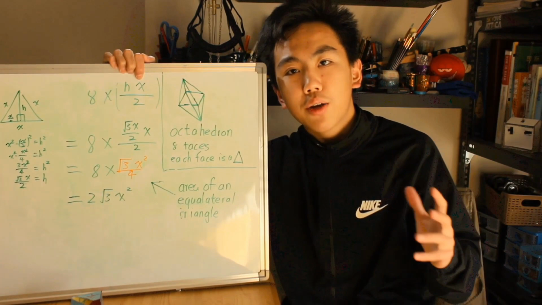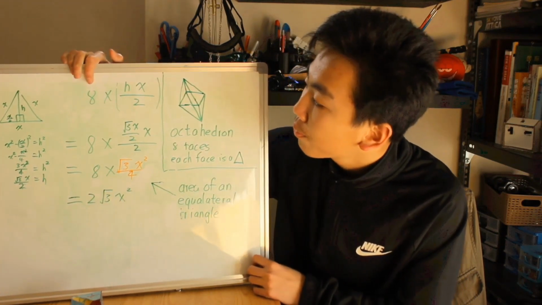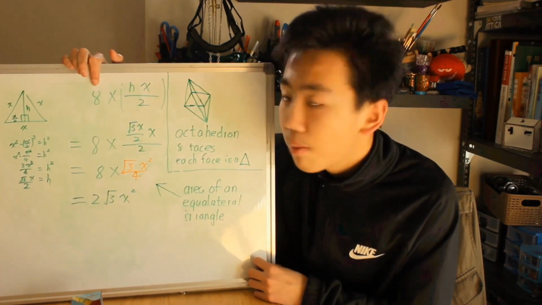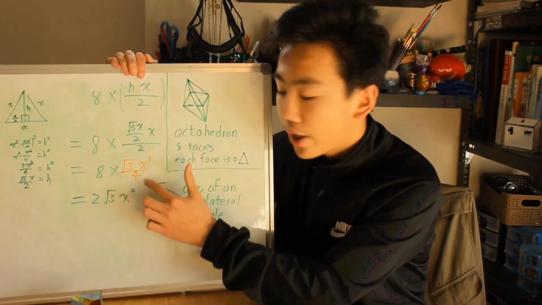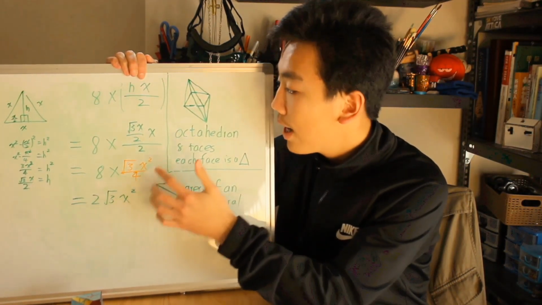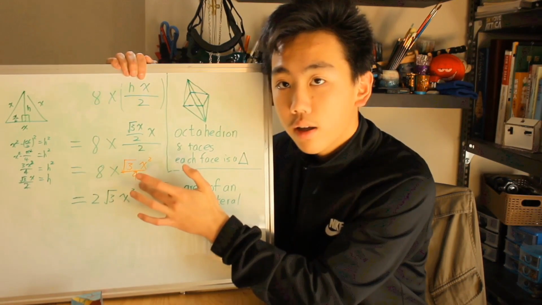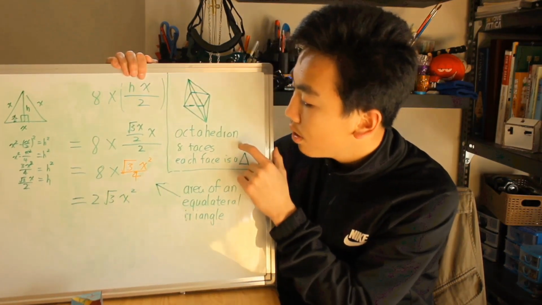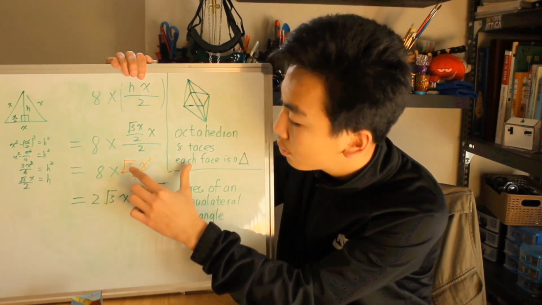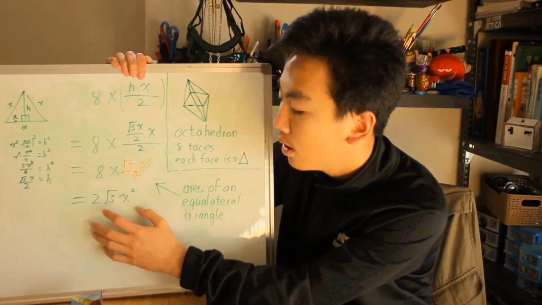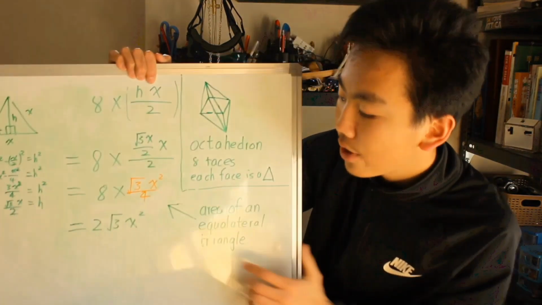So if we have a regular polyhedron and it has triangles as its faces, we can just use the number of faces of that specific regular polyhedron times the triangle formula. In our case, we've got an octahedron. So 8 faces times the area of a triangle, square root of 3 times x squared over 4, and we get 2 times square root of 3 times x squared, and that is the surface area formula for the octahedron.